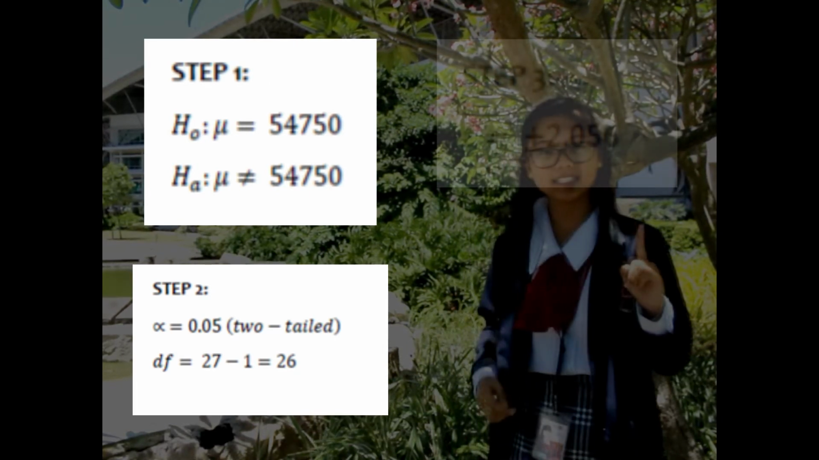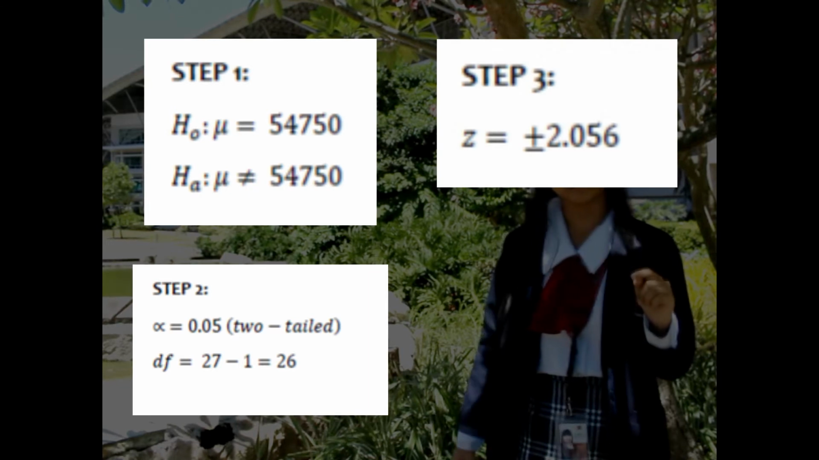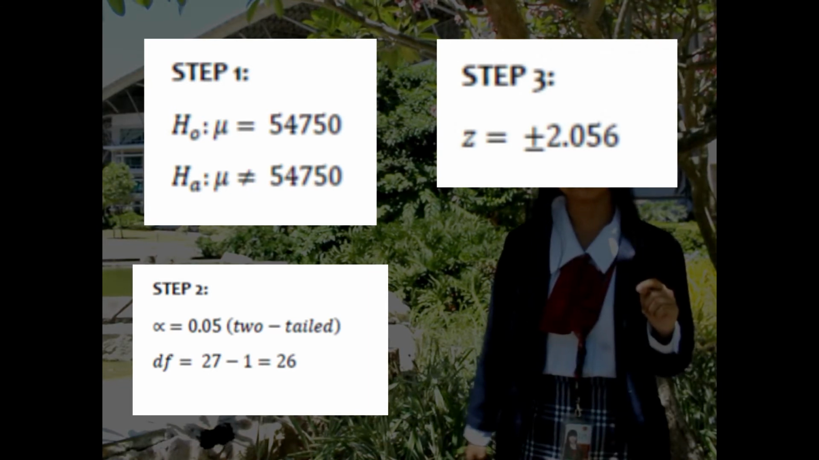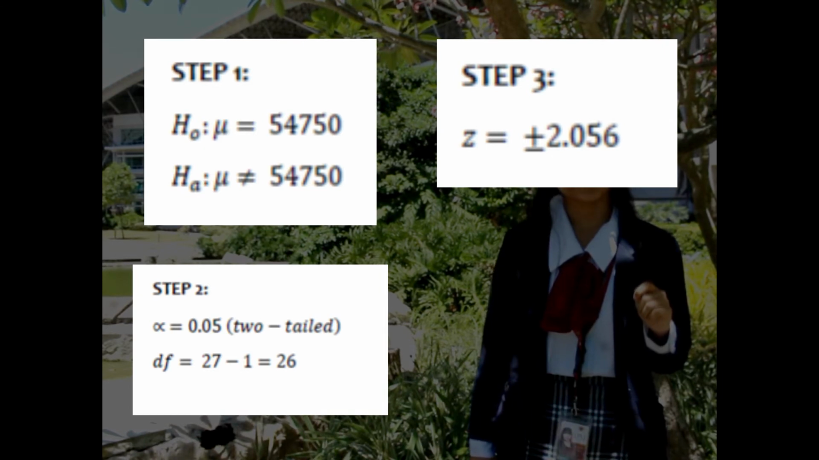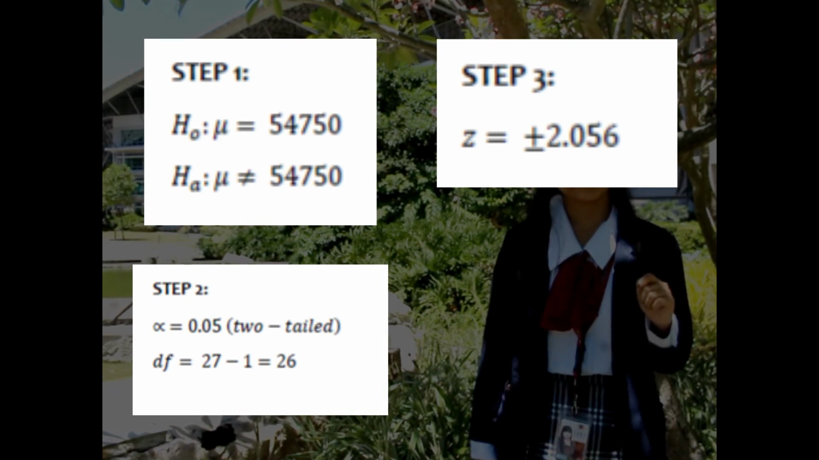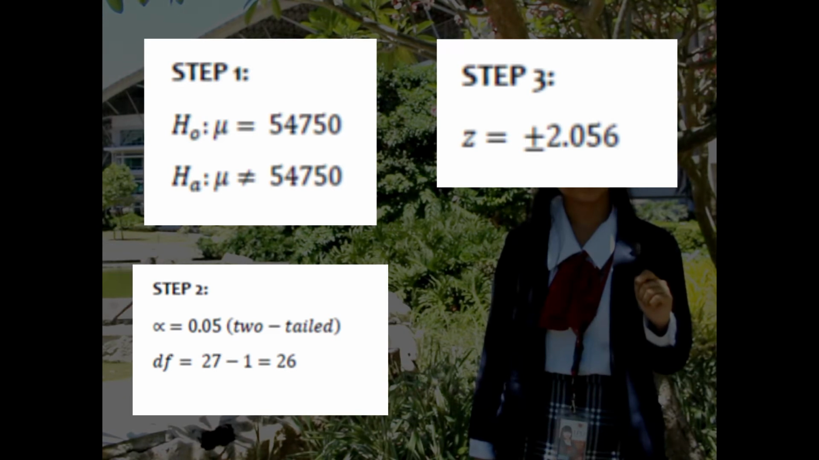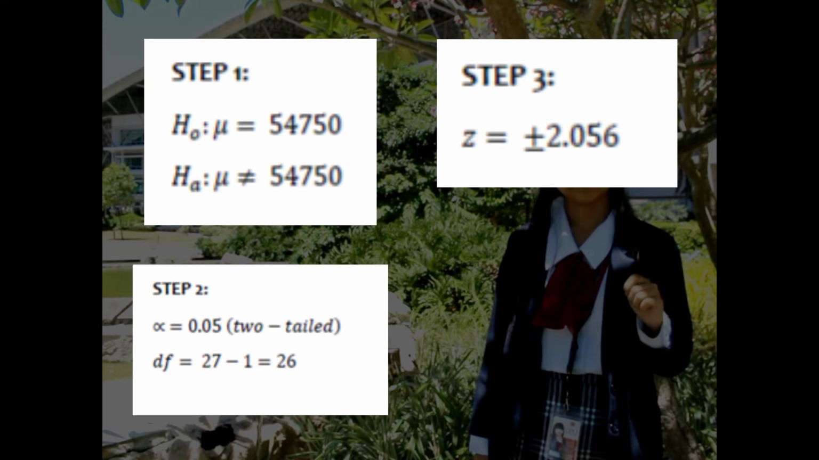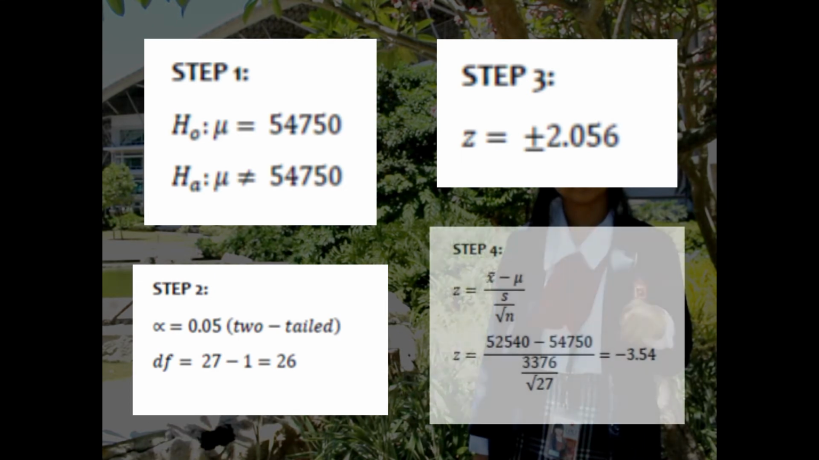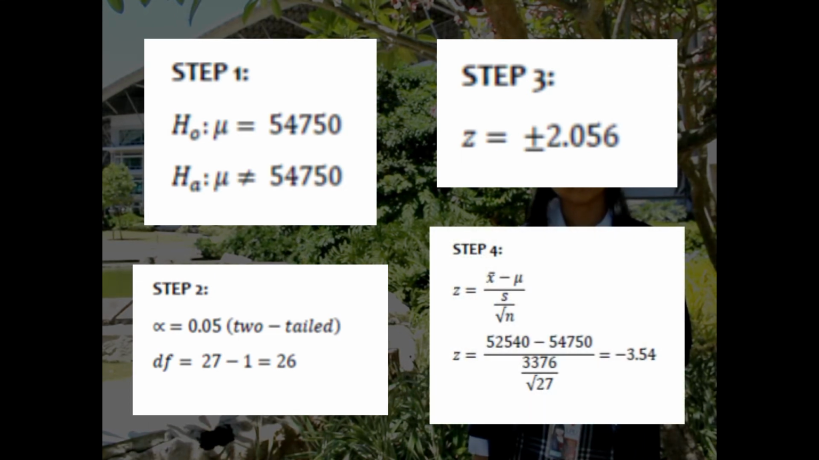Step number 3, z-value. Using the table, find the appropriate z-values. Since we have identified that the problem is two-tailed, it must be plus, minus, or positive and negative. Z is equal to plus minus 2.056.